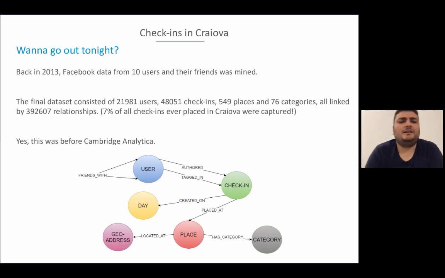Back then, I had 10 users authorize my application, and by using 10 tokens, I was able to grab data from over 20K users. Yes, this was before the Cambridge Analytica scandal. Right now, you know that you cannot get that much information from Facebook by using their APIs. But back then, with just 10 users, I was able to grab 7% of all check-ins that were generated in my hometown in a single night using a commodity laptop. So it was really easy to do back then. Unfortunately, it's not anymore.